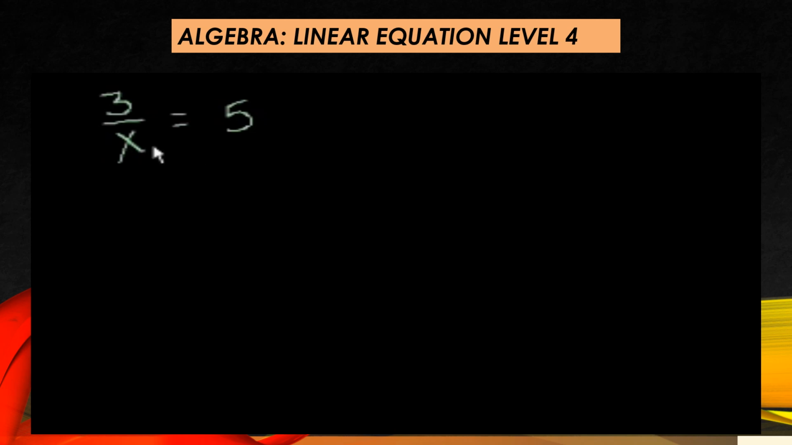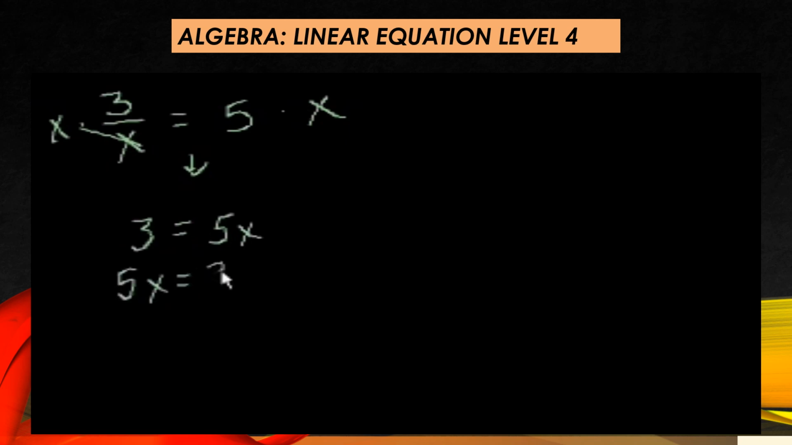So one way to get a number out of the denominator is if we were to multiply both sides of this equation by x. Do you see that on the left-hand side of the equation, these two x's will cancel out? And on the right side, you'll just get 5 times x. So the two x's cancel out, and you get 3 is equal to 5x. Now we could also write that as 5x is equal to 3.